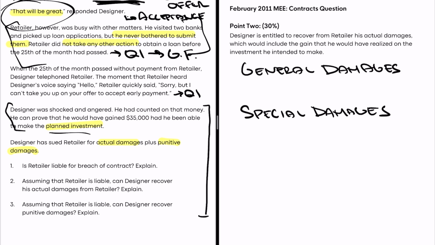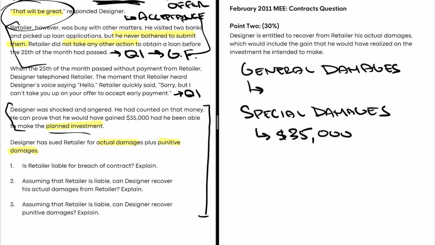Special damages are damages that are unique to this particular plaintiff in this particular breach of contract action. So the special damages here are the $35,000 that this plaintiff lost based on not being able to invest the $15,000. So the special damages potentially is $35,000. The general damages is essentially the loss in value, right? This is just very standard damages, right? The value that the plaintiff should have received under the contract minus the value that the plaintiff did receive, right? So the general damages here would be very straightforward, right?